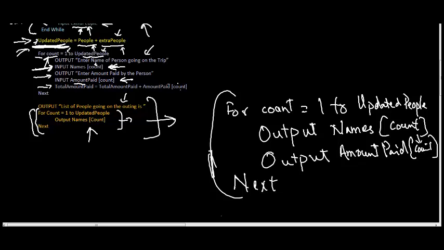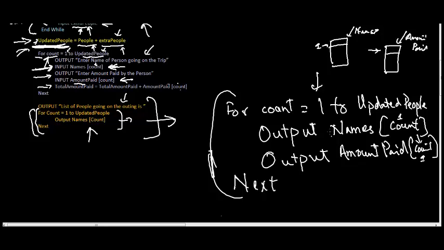So the first time the loop runs, count will be equal to 1, which means what? Output names 1, because count is equal to 1, and output amount paid 1. So from names array whatever is lying in the first element, and also from the amount paid array, whatever is lying in the first box. When count is equal to 1, output names 1 and output amount paid 1, right? So these values are going to be output.